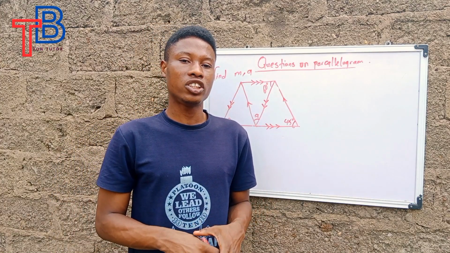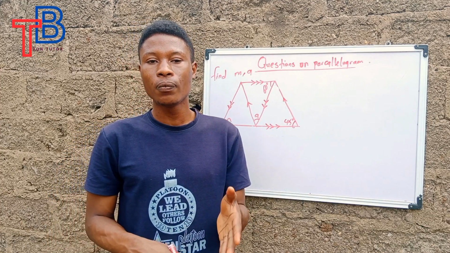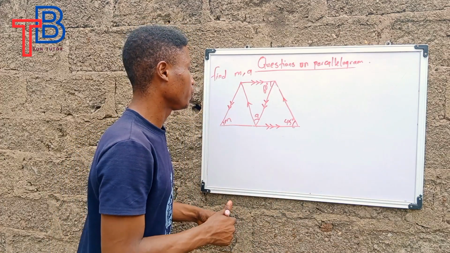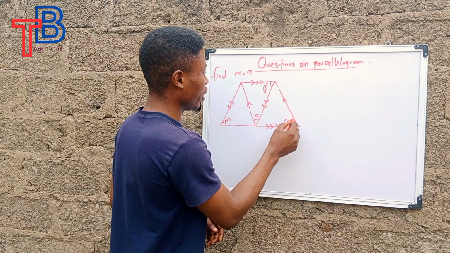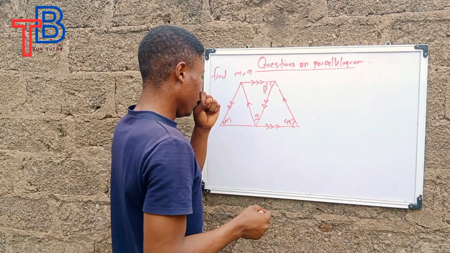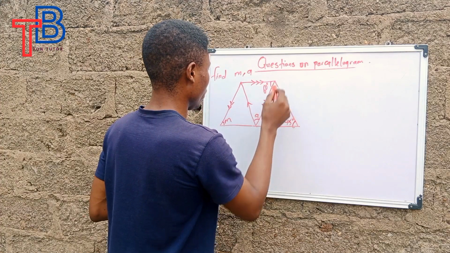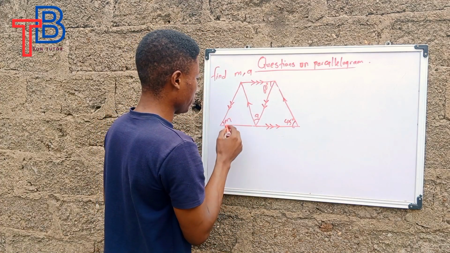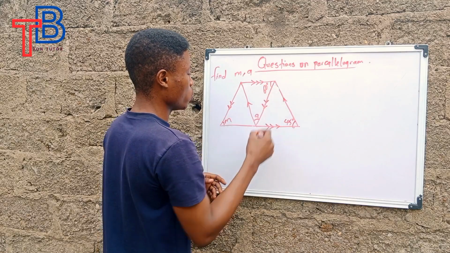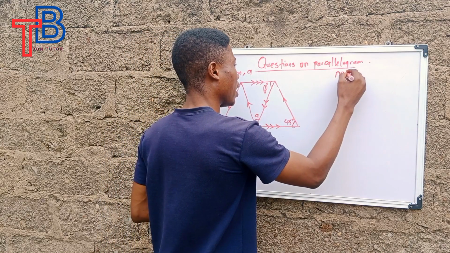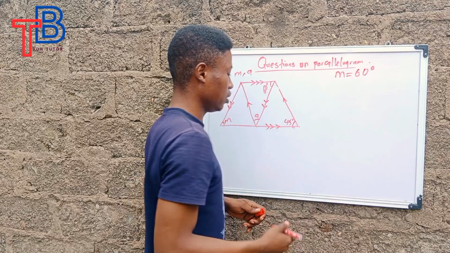If we recall the theorems of parallelogram, that two opposite angles are equal, which means this angle here is equal to this angle here, and this total angle here will be equal to the total angle here. But for this parallelogram here, your m will be equal to 60. Therefore, our m will be equal to 60 degrees.